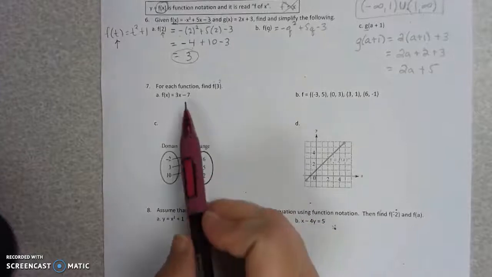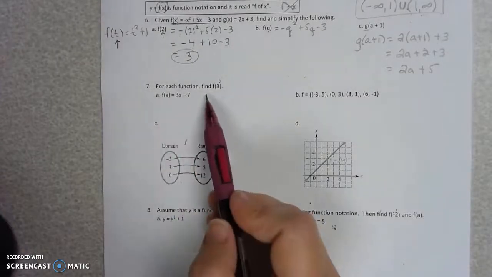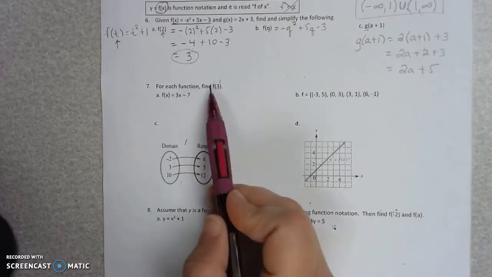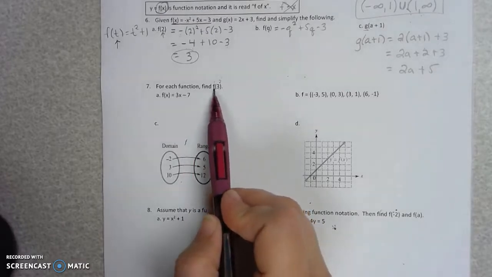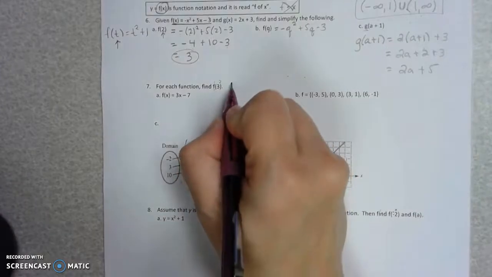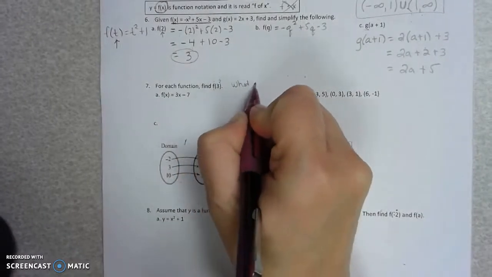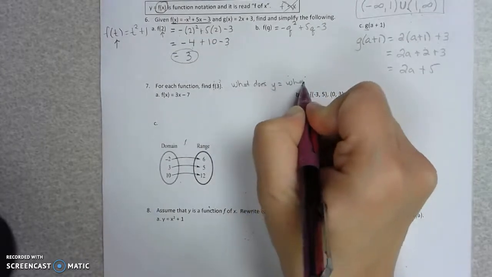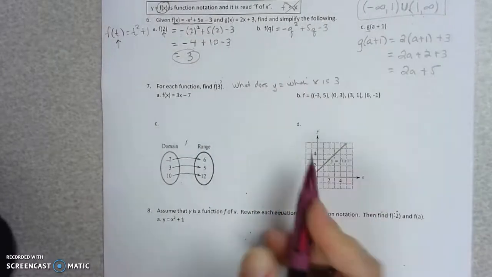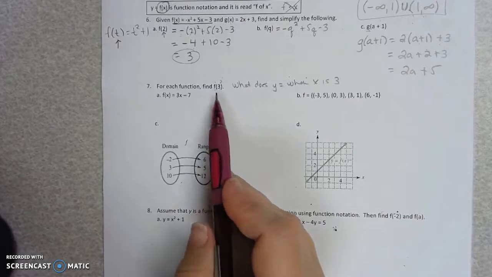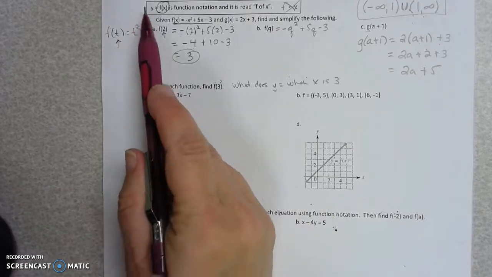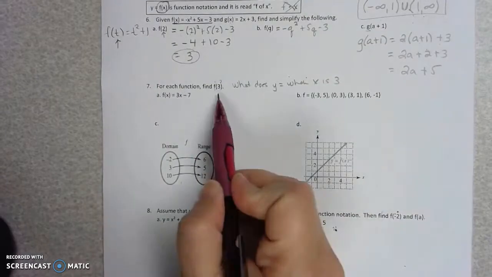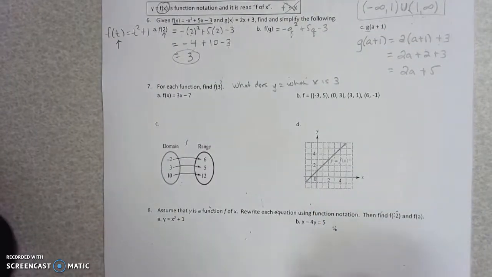Alright, looking below. For each function, we want to find the value of the function when x is 3. So that's what this means. Find the value of f, or what's the value of the function, or what does y equal? We could think of it that way, when x is 3. Remember, f of x and y are the same thing. They don't mean anything different. That's just a notation to say this is a function.